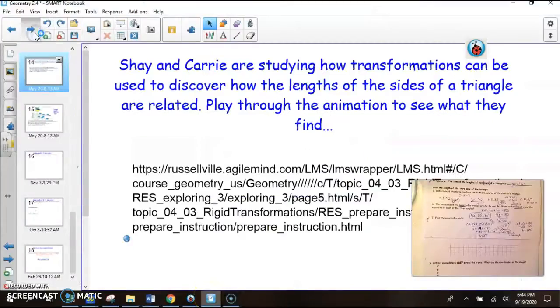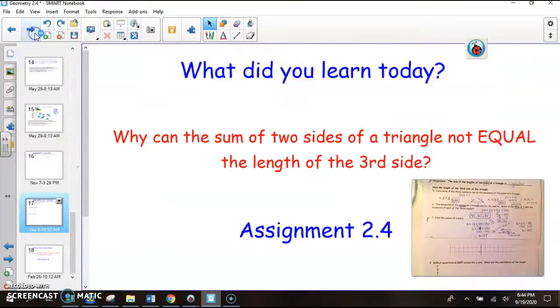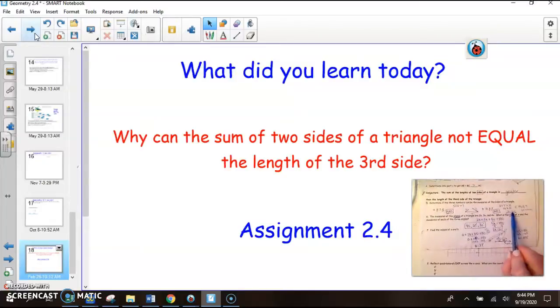Okay, so I think that is all of our lesson. Why can the sum of the 2 sides of a triangle not equal the length of the third side? Remember, that's because of this drawing right here. They just would never meet up to make a triangle. This would fall flat, and so you wouldn't get a triangle.